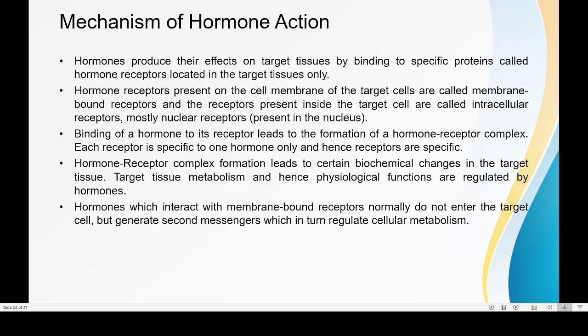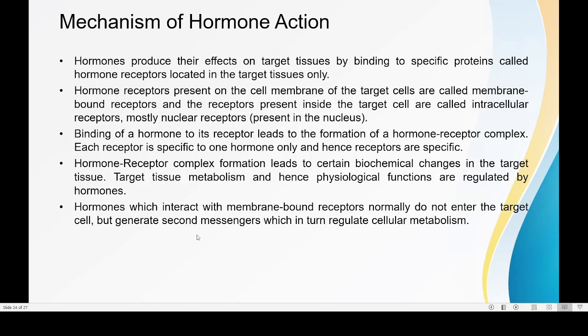So, regarding the mechanism of hormonal action, there are a few intermediate molecules present. Hormones basically produce their effect on target tissue by binding to specific proteins called hormone receptors located in the target tissues. That is, when a hormone like insulin is produced by your body, that insulin gets attached to the cells in your body by means of certain protein structures known as protein receptors.